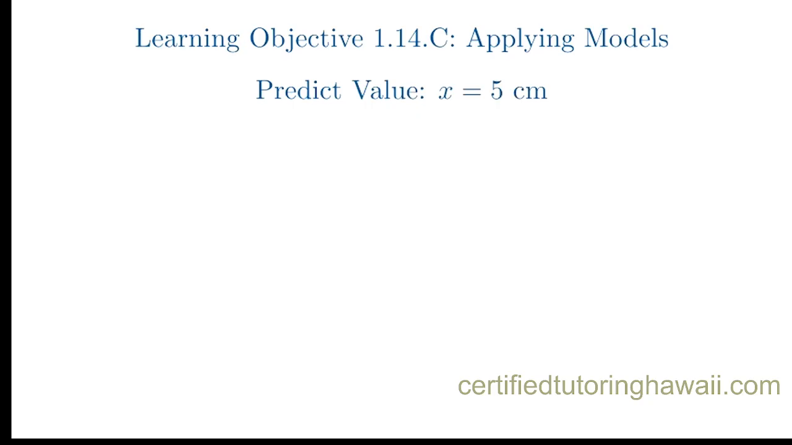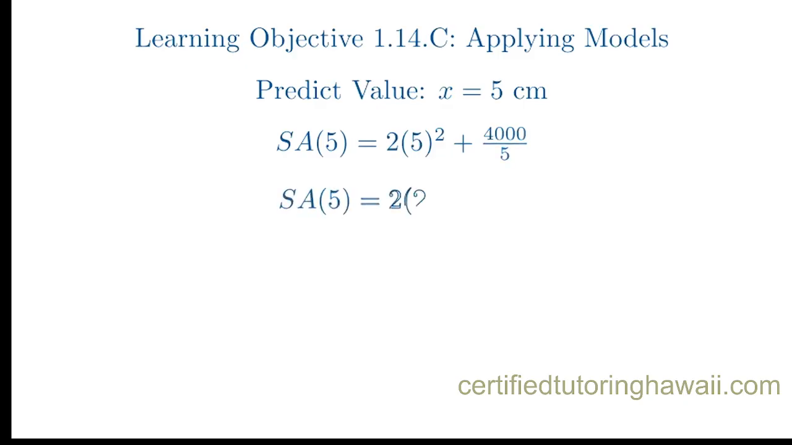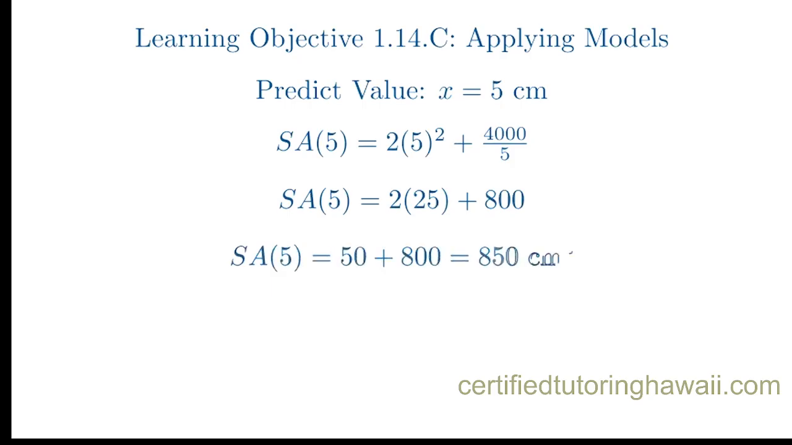SA of 5 equals 2 times 5 squared, plus 4,000 divided by 5, which gives us 50 plus 800, for a total of 850 square centimeters. We are using our model as a predictive tool. We can also use models to find optimal values. For instance, what side length x would minimize the surface area of our box? Minimizing surface area would save on materials.